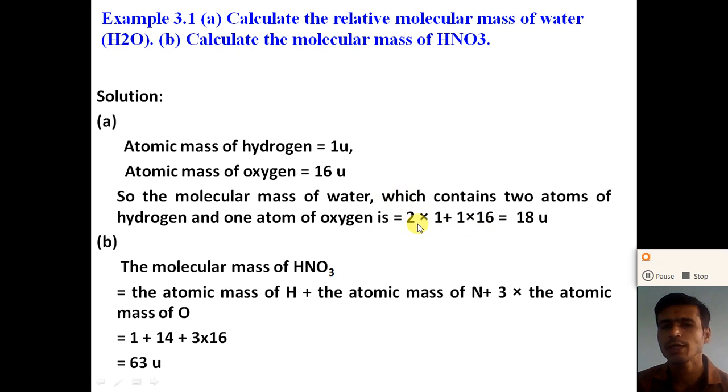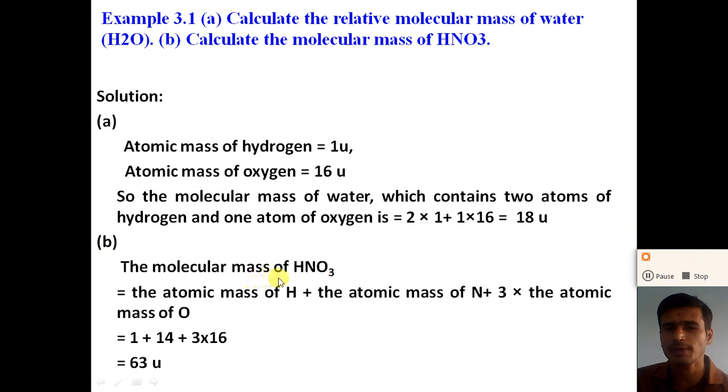Because 2 into the atomic mass of hydrogen is for the 2 atoms of hydrogen. So for the 2 atoms of hydrogen we write 2 into the atomic mass of hydrogen, which is 1, plus 1 atom of oxygen, 1 into the atomic mass of oxygen, that is 1 into 16. So 2 into 1 is 2 and 1 into 16 is 16. So the molecular mass of water, H2O, is 18 AMU, right? Understand?